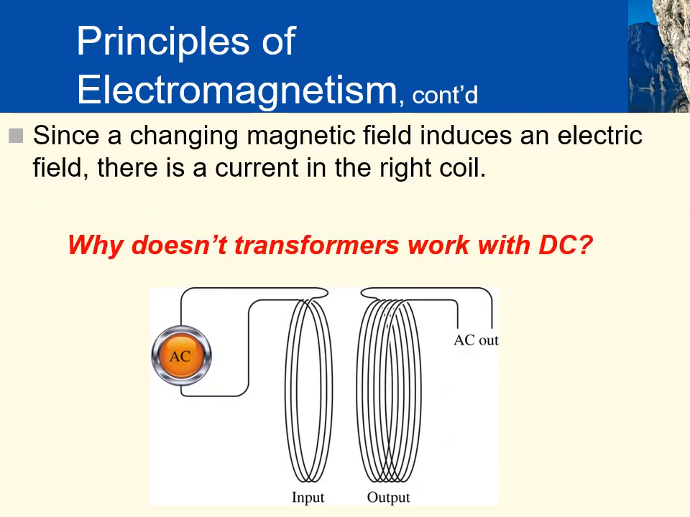Here, why does a transformer not work with DC current? We know that the DC current produces a steady magnetic field, and we need a changing magnetic field to induce an electric field or current in the output coil.